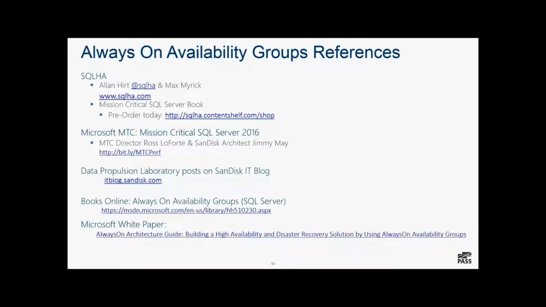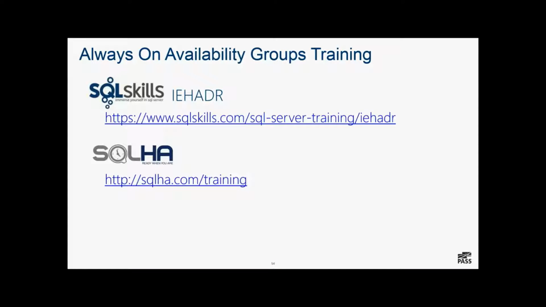Books online is indispensable for learning about AGs. Here's a white paper that I helped review, and I was a member of SQL Cat. And by the way, I am currently working on a reference architecture, which we hope to have published within the next 2 or 3 or 4 weeks. And as I mentioned earlier, we have a much broader and deeper white paper we hope to publish by the end of the year. So keep your eyes open for those. You want training? No better resources in the world than SQL Skills and SQL HA.